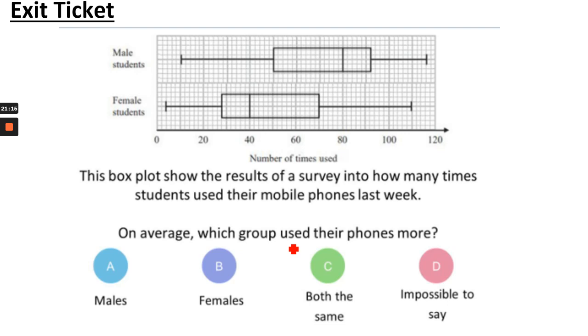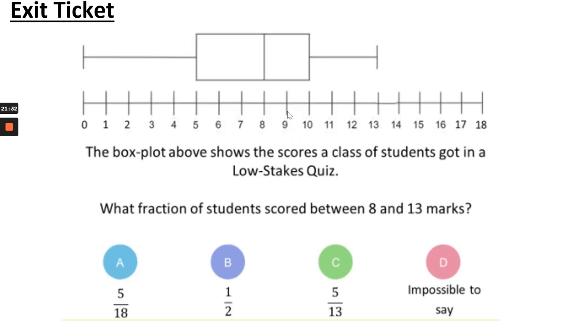What about the next one? On average, so we're looking at the median, which is better, which use their phone more, the males or the females. The males, their median is a lot higher. So their median here is a lot higher than the median for the females. Okay, the last one. So what fraction go from 8 to 13? Well, that's testing your knowledge that the median is 50% and this is 100%. So it's just the top half of the data. So it's going to be B.